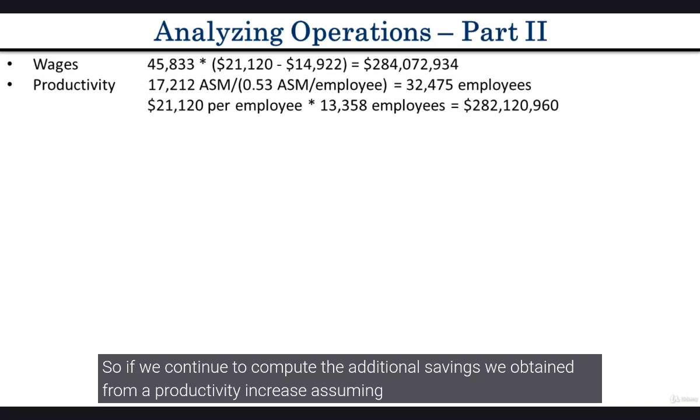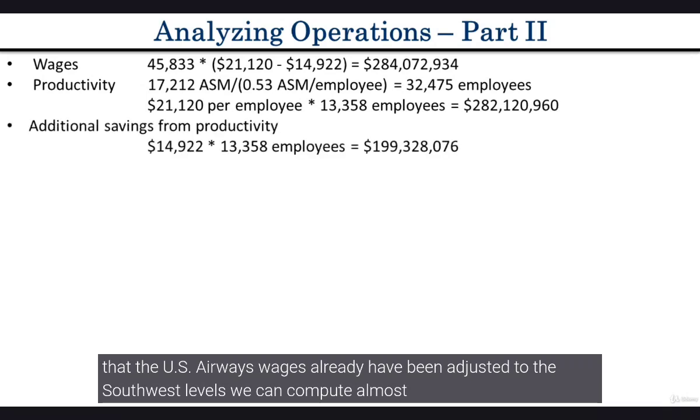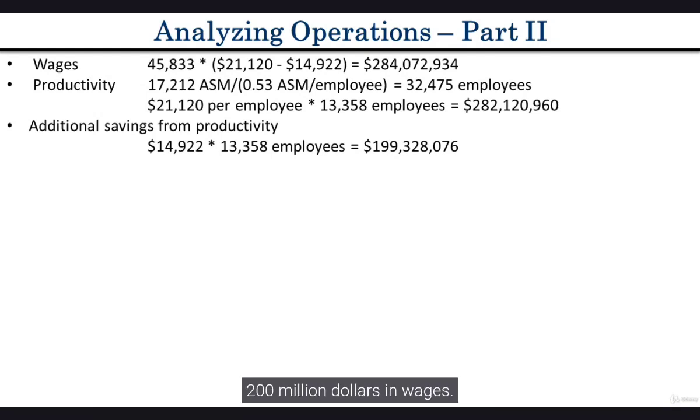So if we continue to compute the additional savings we obtain from a productivity increase, assuming that the US Airways wages already have been adjusted to the Southwest levels, we compute almost $200 million in wages.